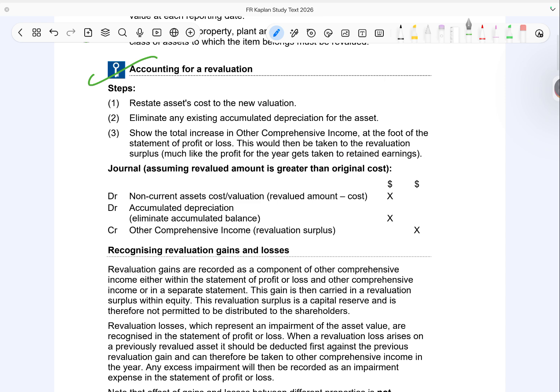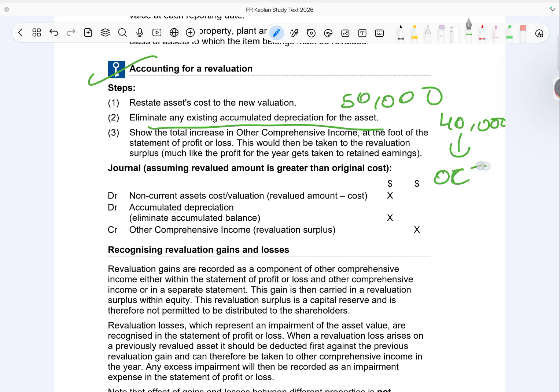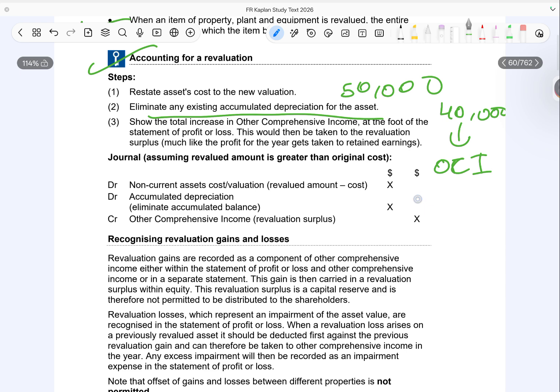So, it's very easy. First, if the revalued property value is 50,000, and if there is any accumulated depreciation, we'll minus it. After that, whatever is our gain, maybe let's say it is 40,000, we are going to take it to OCI, and this would be taken to the revaluation surplus. You remember your statement of changes in equity. In your statement of changes in equity, we have a segment called revaluation surplus. So we take it over there.